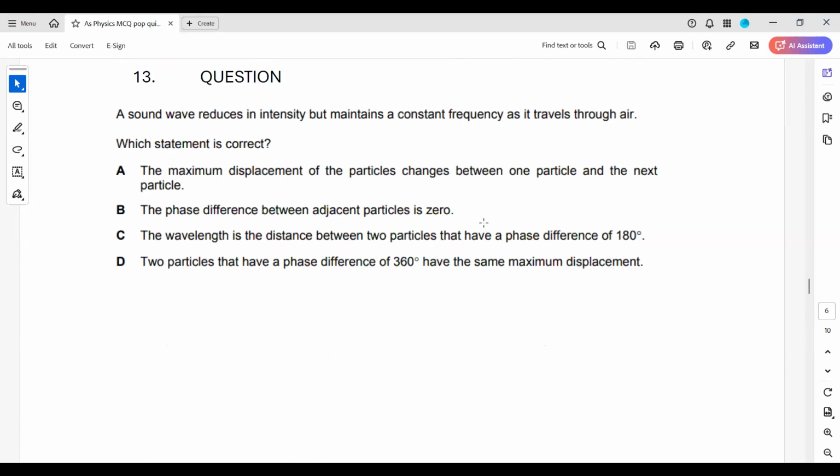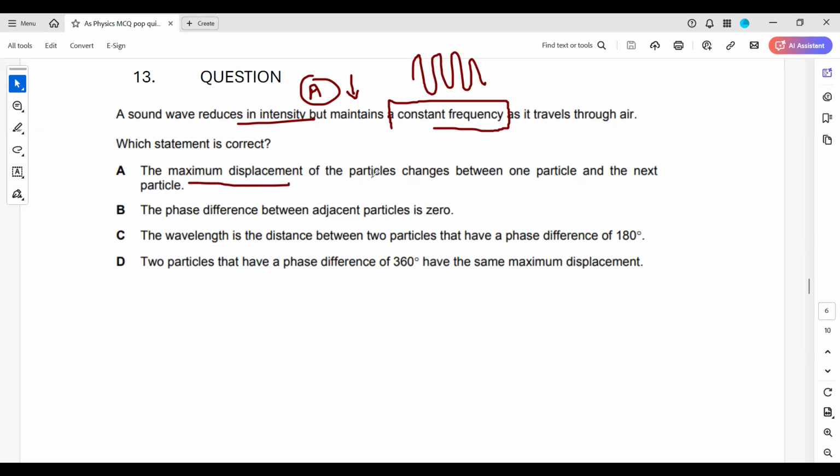In question 13, a sound wave is reduced in its intensity. So if we reduce the intensity, what will happen to the wave amplitude? The amplitude will also decrease. And it has a constant frequency. A constant frequency means the vibration number of waves per second has not changed as it travels through the air. So which statement is correct?